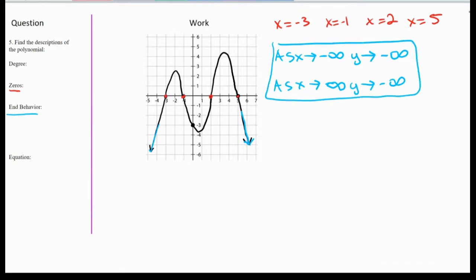Now for the degree, a couple things that we can do here. I could either know the general shape, or I can actually count how many turns there are. So if I'm starting by going uphill here, that's going to be a degree of 1. But then I turn to go down, so that's 2. Then back up is 3, and down is 4. So this is going to be a 4th degree polynomial.